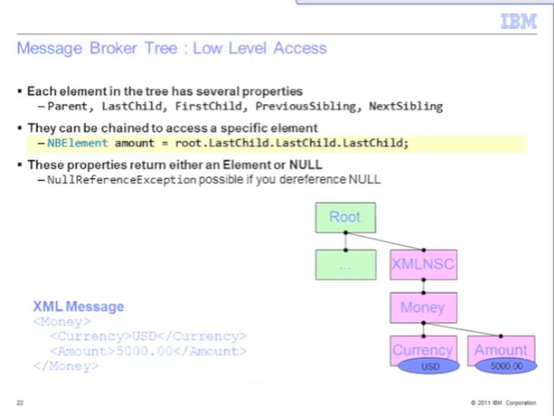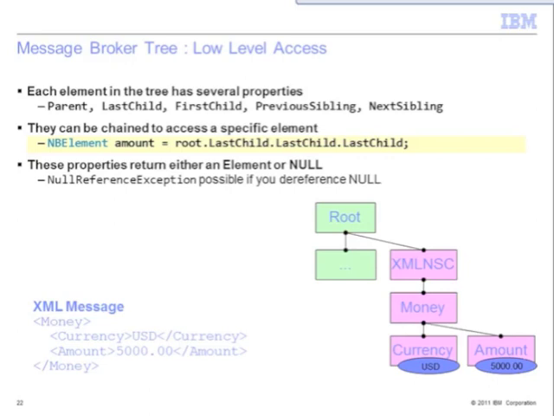Moving on to how we access the message broker tree. This is the lowest level of access on this chart here. Each element in the tree has several properties. They have a parent, a first child, a last child, a previous sibling, and a next sibling, which point to the element in the tree to which the element we're looking at is connected. And you can access different elements in the tree by chaining these properties together. So, for example, given this XML message coming in on the bottom left, it will build this tree on the middle right if you use the XML and SC parser.